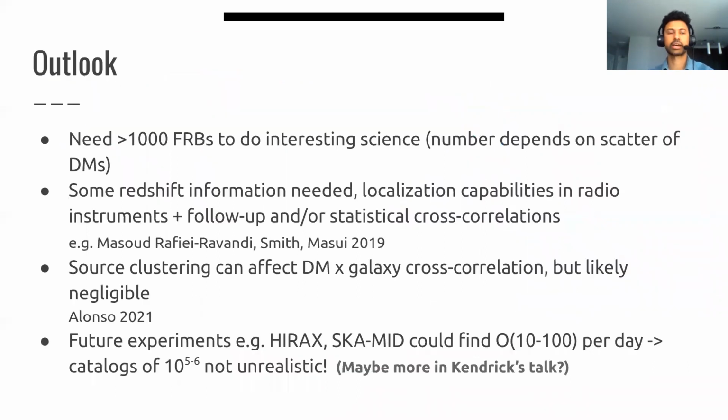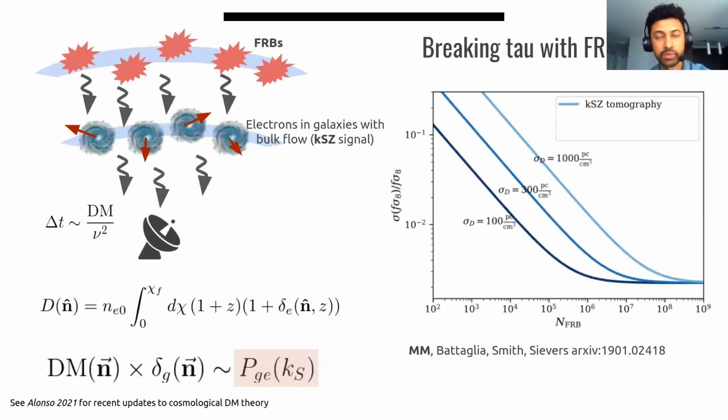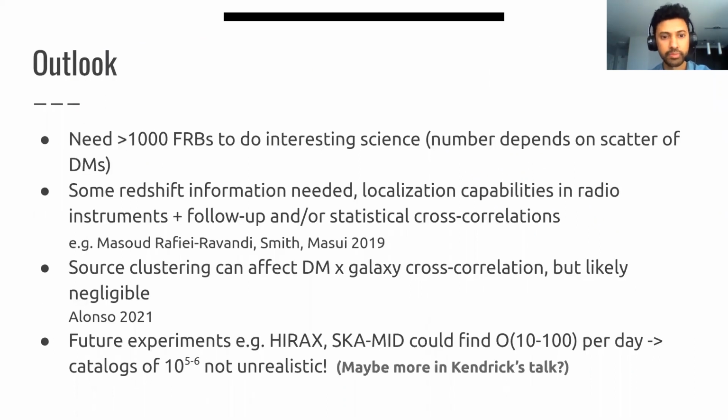So that's the essential idea, and just a couple of minutes on the outlook here. You really need more than 1,000 FRBs to do interesting science. The exact number depends on the scatter of the DMs, which you still don't have information on. You do need to get some information on the redshift distribution of the FRBs itself. You need to know, for example, that they're behind the sample of galaxies. If they're behind the sample of galaxies, then that's pretty much all you need to know.